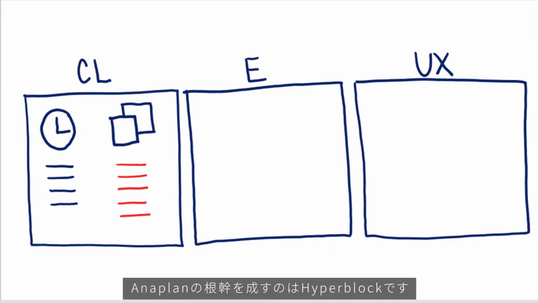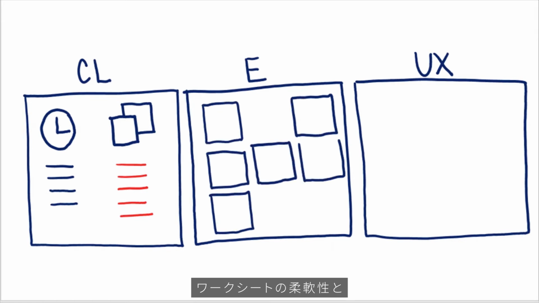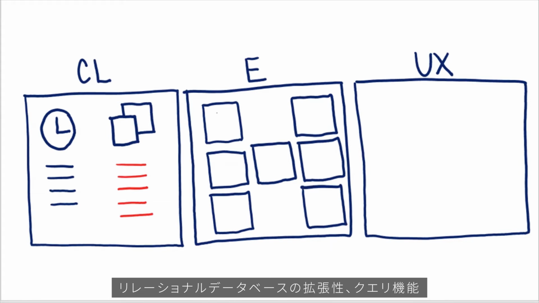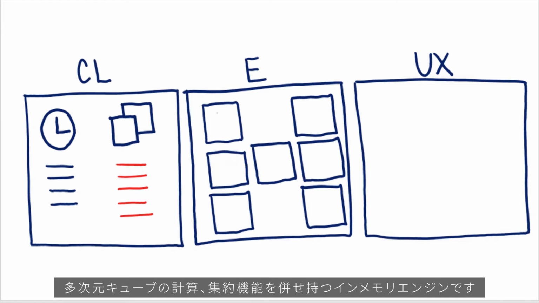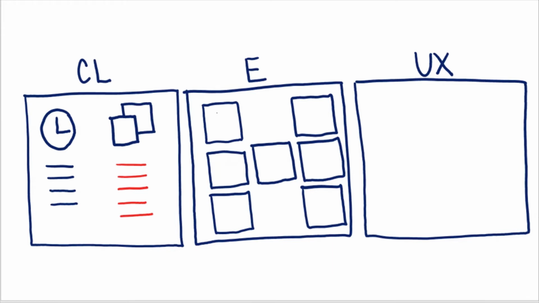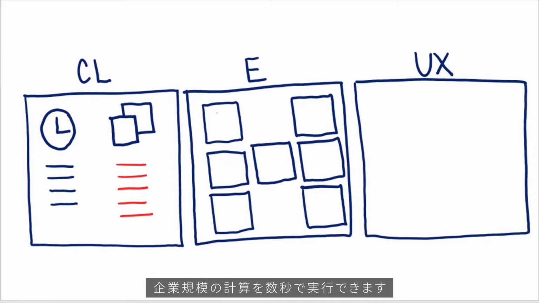At the heart of Anaplan is a hyperblock in-memory engine, which combines the cell-based flexibility of a spreadsheet, the scalability and querying capabilities of relational databases, as well as the calculation and aggregation abilities of multidimensional cubes. It was specifically designed to utilize the collaborative nature of the cloud and to only calculate cells that have changed, allowing enterprise-scale calculations to be performed in a matter of seconds.